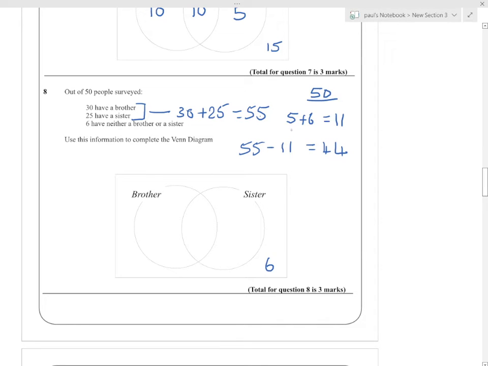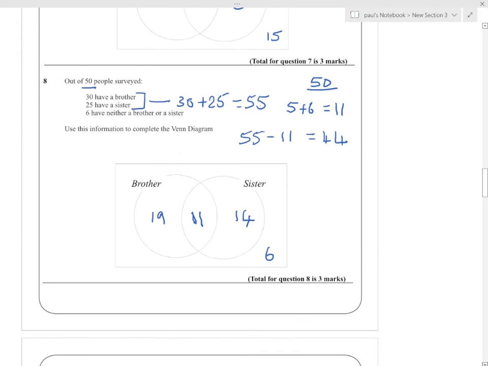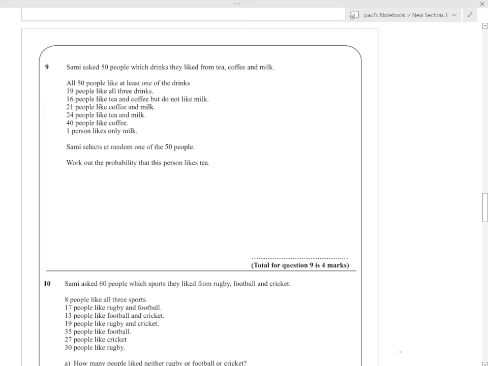5 and 6 are 11. So 5 and those 6. There must be 11 in the middle somehow. Now, the people who have brothers are 30, which include the 11. So there must be 19 in there. 25 have a sister, which is including the 11, so there must be 14 there. So that adds up to 30, 44, 50. Yeah, that adds up to 50. So that's very difficult, these. Right, okay.